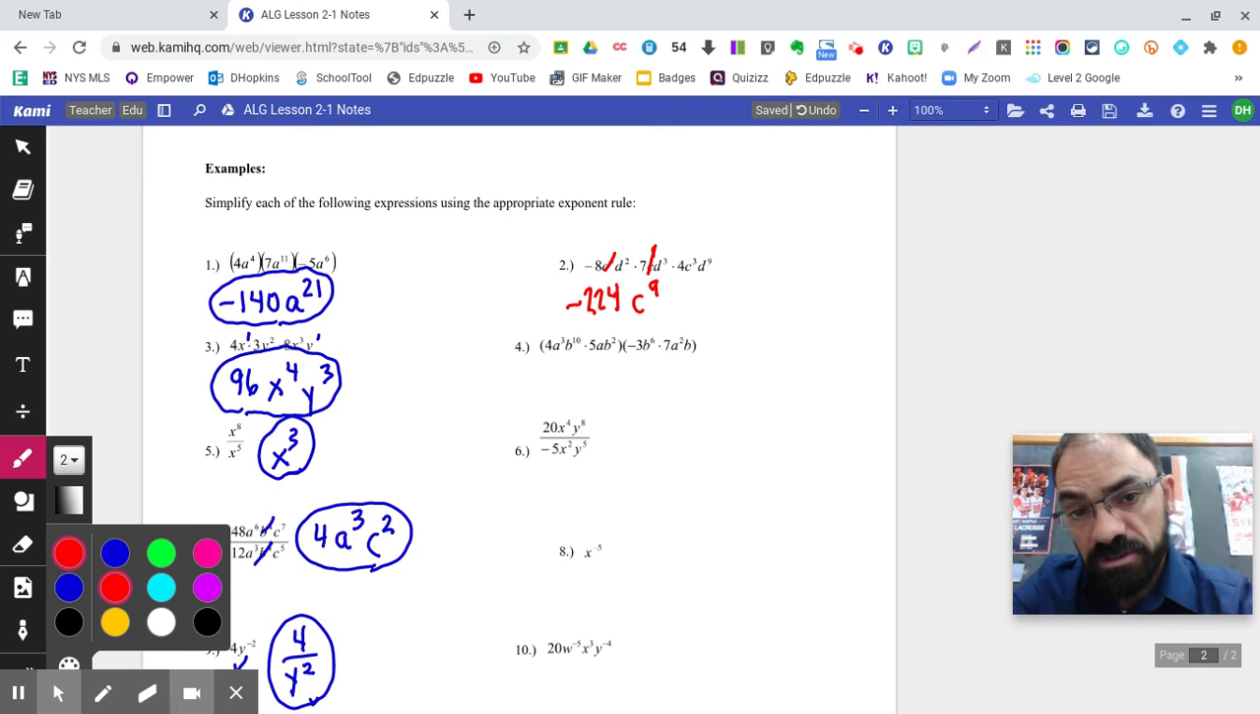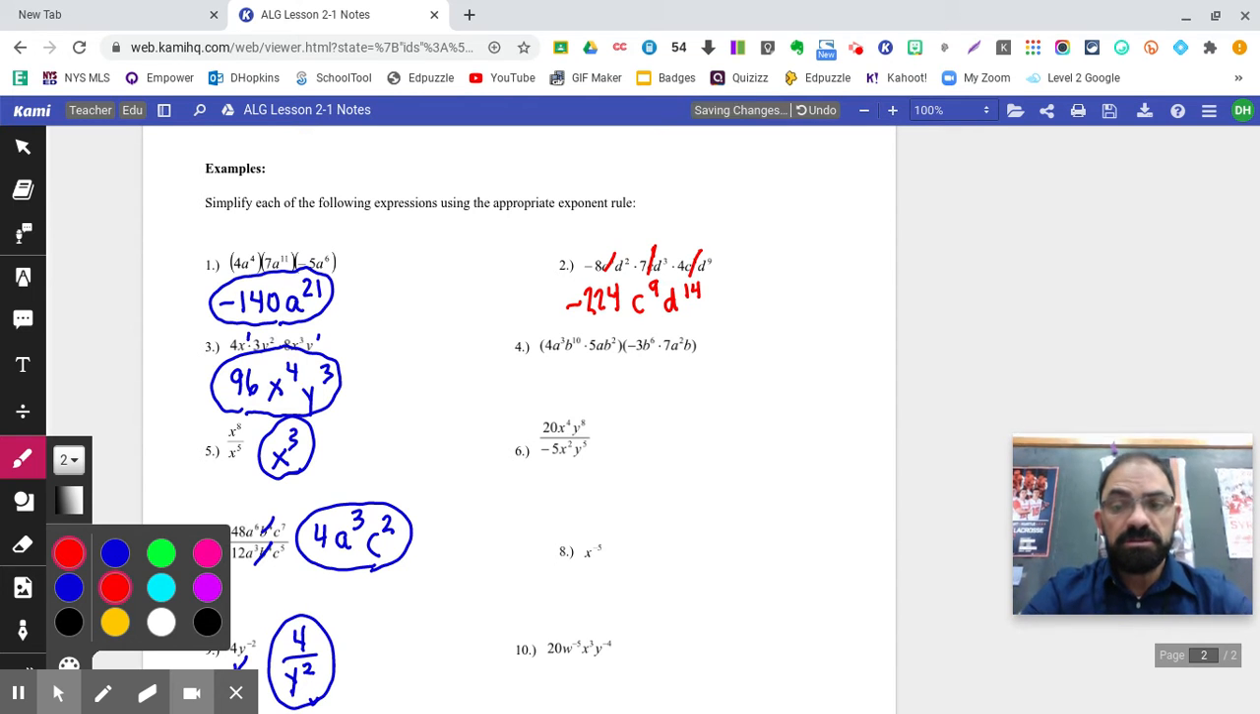So let's just clean this up so I can see what's left. And then I have d squared times d cubed times d to the 9th. So 2 plus 3 is 5, plus 9 is 14. So I've got d to the 14th power. And that's my answer.